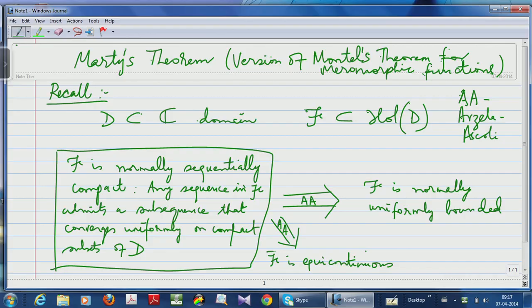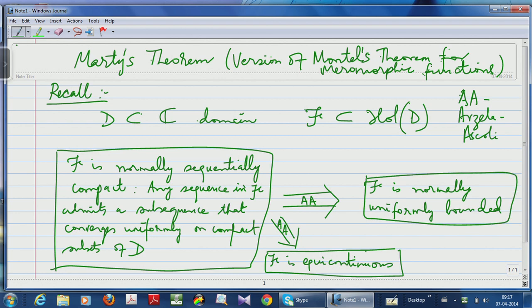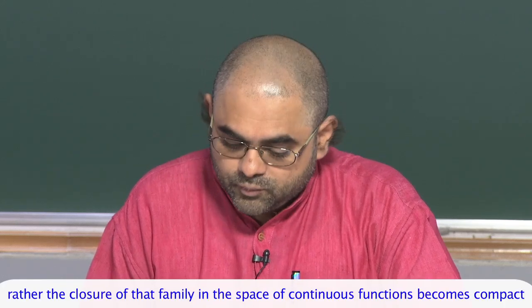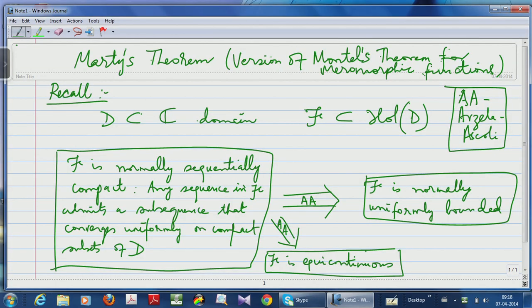But the serious thing is to go the other way around. The Arzelà-Ascoli theorem in another direction tells you that if you are on a compact metric space and you are looking at continuous functions, complex valued or real valued, and this collection of functions is uniformly bounded and equicontinuous, then your family is compact. Now, if I go from this direction, suppose I assume script F is normally uniformly bounded, namely this condition.